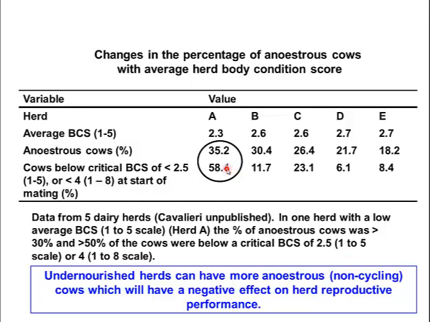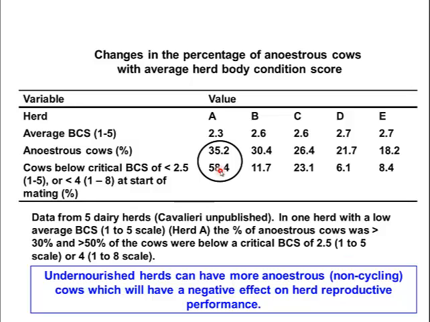This is just a little bit of data from some herds that I worked with. There's 5 herds here, looking at their average body condition score, but I condition scored these on a 1 to 5 scale, which is a system that's been developed in the USA, so not a 1 to 8 scale. You can see the average body condition score was variable across the herds. This one here was lowest. This herd here also had the highest percentage of anestrus cows. 35% of the herd were anestrus. And cows that were below a critical body condition score of less than 2.5, so cows that were quite skinny, virtually half the herd were what I would have classified as seriously skinny.